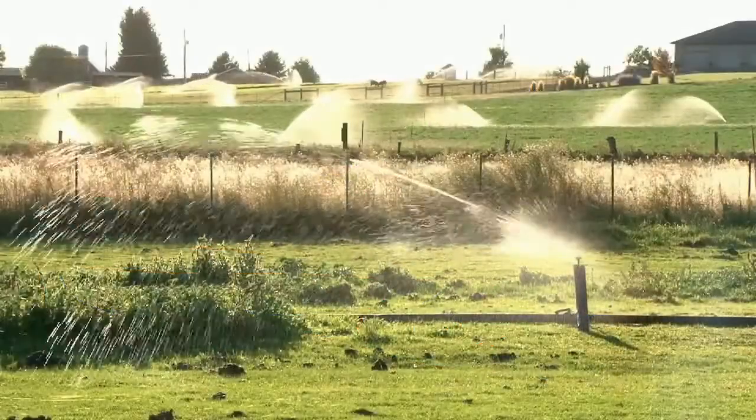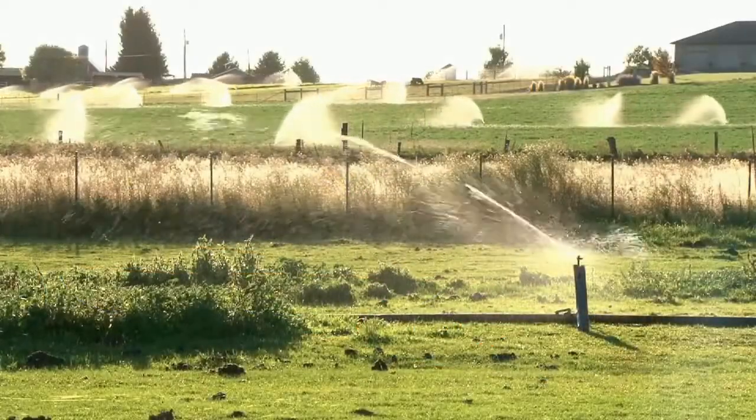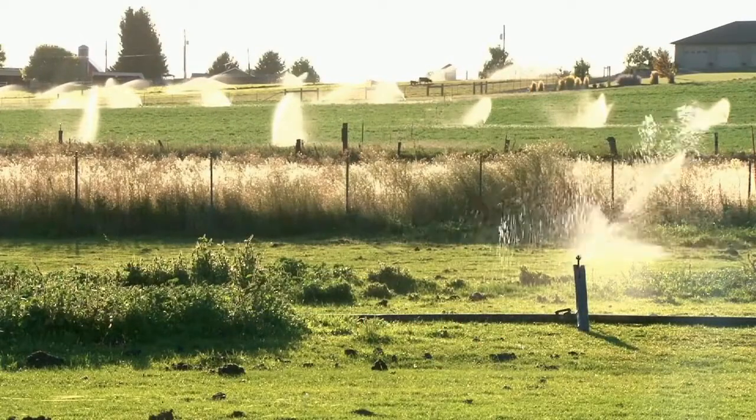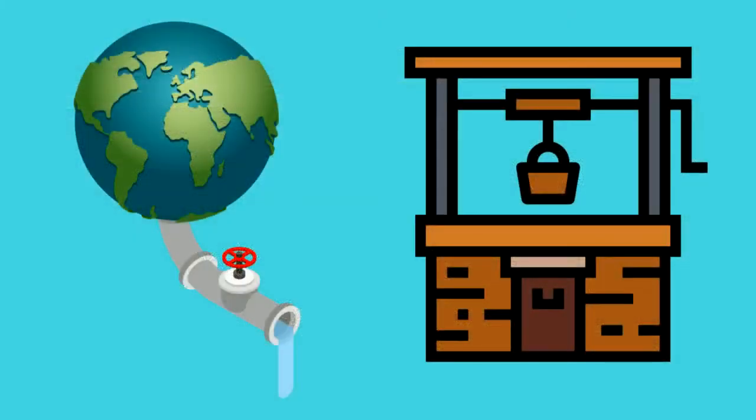Humans depend on groundwater for drinking water and for growing crops. This groundwater can be reached by digging a well. There are thousands and thousands of wells throughout the world that provide drinking water and water for our crops.